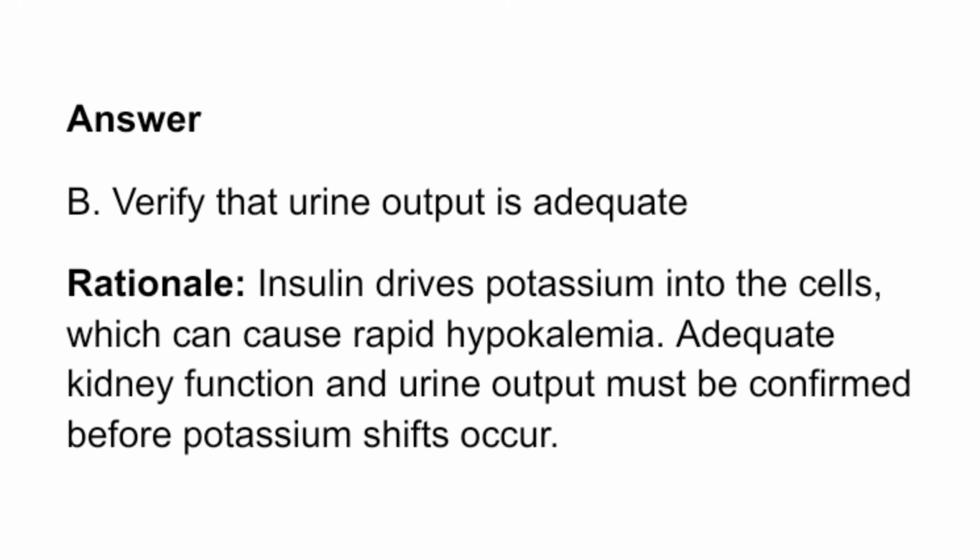The answer is B. Verify that urine output is adequate. The rationale is insulin drives potassium into the cells, which can cause rapid hypokalemia. Adequate kidney function and urine output must be confirmed before potassium shifts occur.